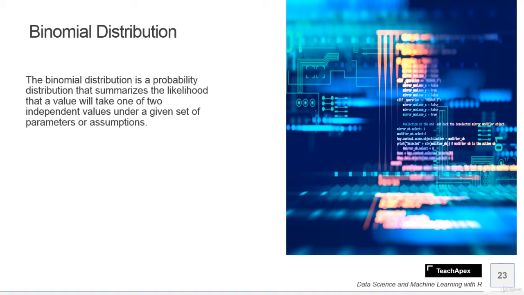The binomial distribution is a probability distribution that summarizes the likelihood that a value will take one of two independent values under a given set of parameters and assumptions. Here we use two parameters, n and p. I will show you how you can use it, and the assumptions that are taken here.